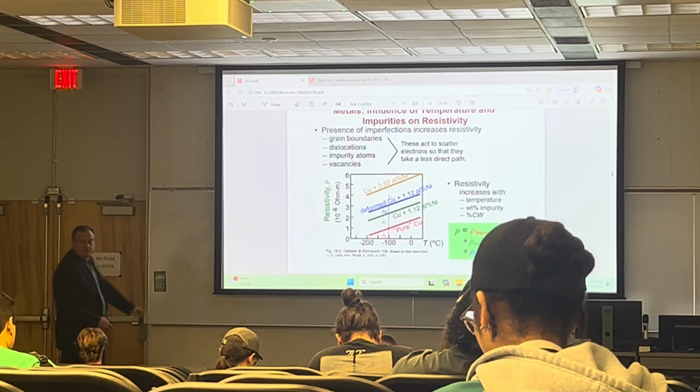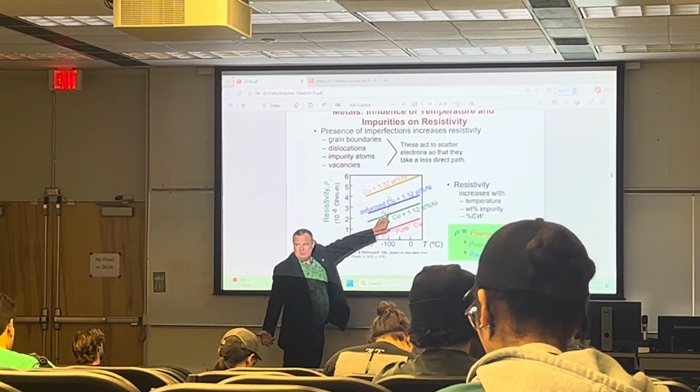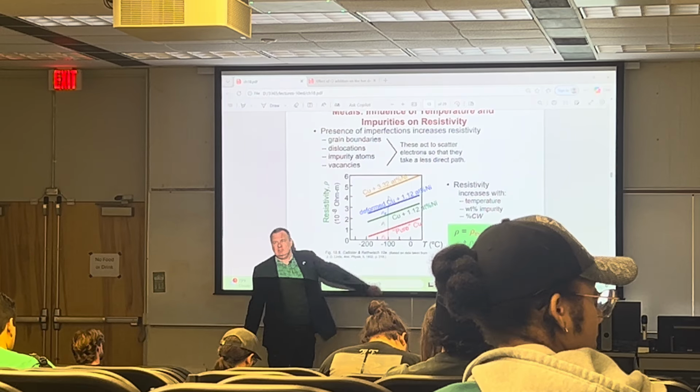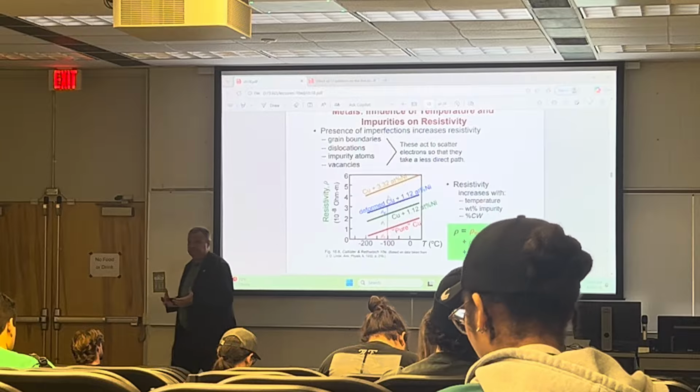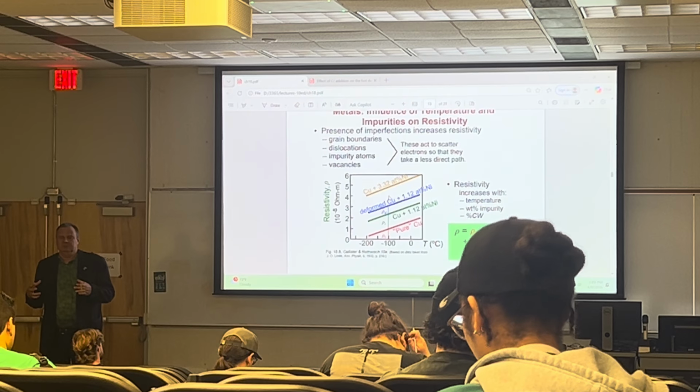What did we do here? We added nickel. It's a different type of atom. And on top of that, we deformed it. Deformation does what to the structure? Reduces the what size? The grain size.